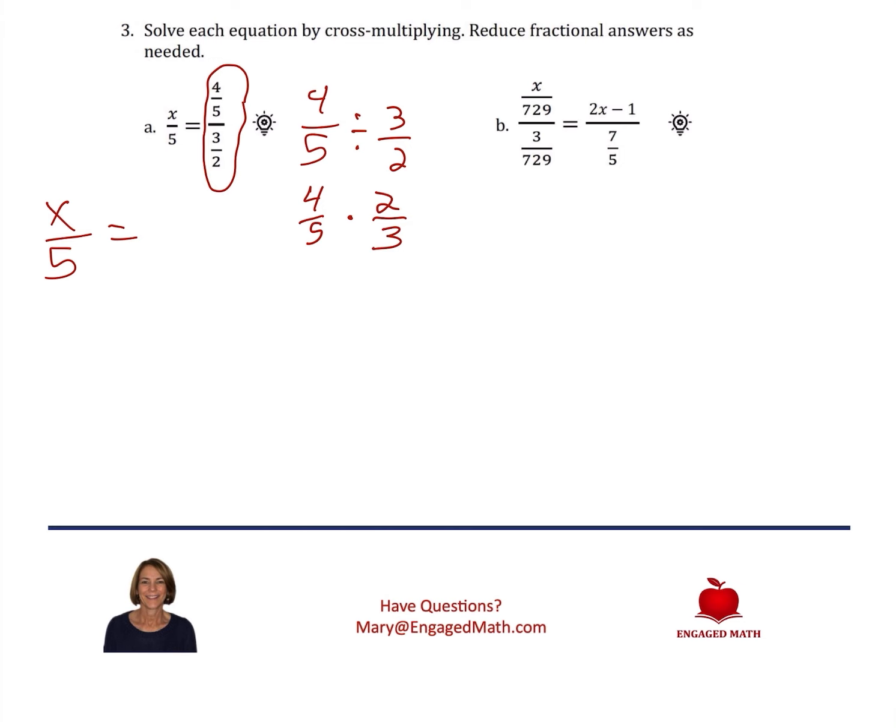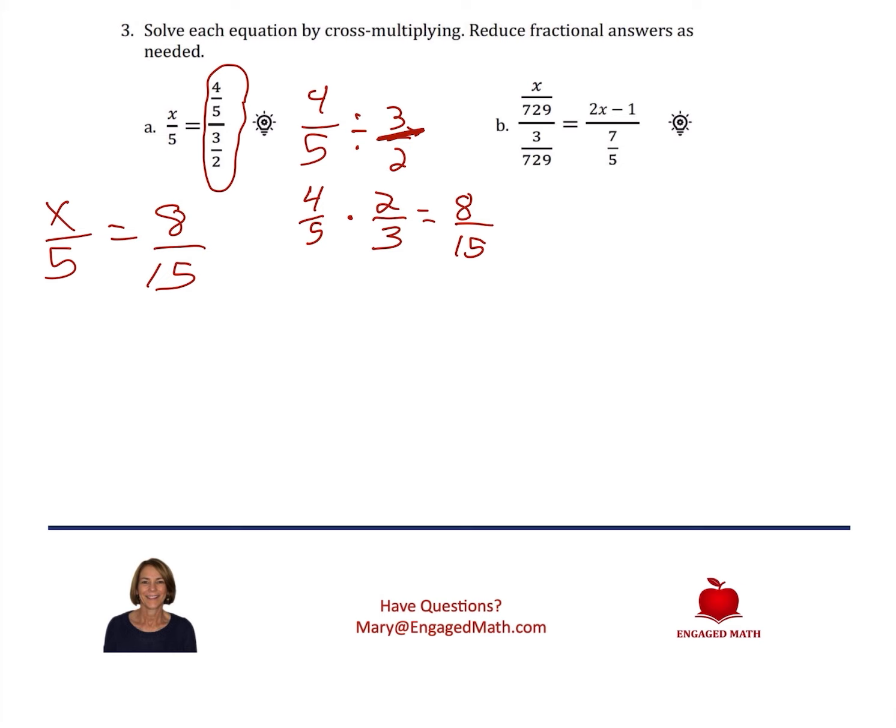Just to make sure you remember, when you divide fractions, like the 4/5 divided by the 3/2, it means you keep the 4/5, you change the division to multiplication, and then you flip the 3/2. You take the reciprocal of it, as the official math word. So you keep, change, flip. And just like that, we can rewrite 4/5 divided by 3/2 as 4/5 times 2/3, which we can get as 8/15. Remember, when you multiply fractions, you multiply right across. So x over 5 equals 8 over 15.